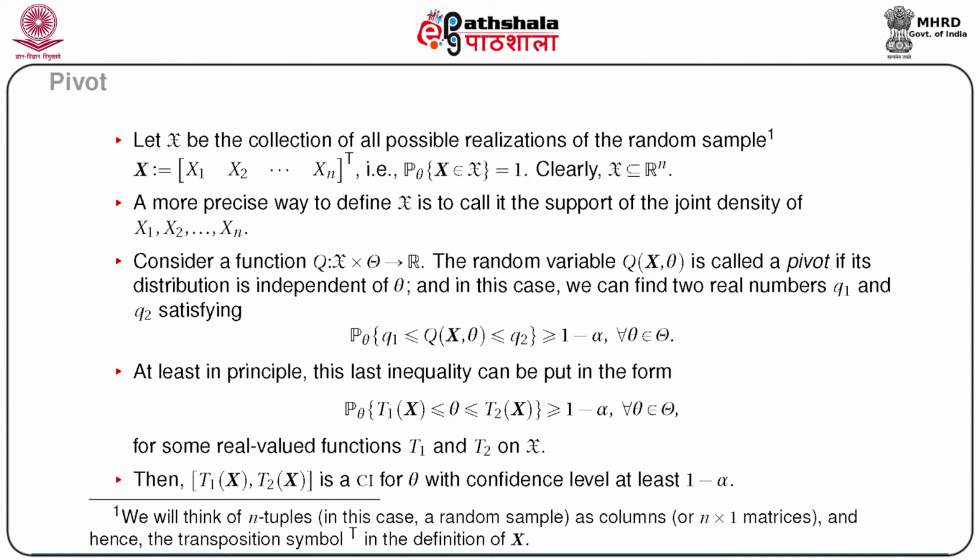It is equivalent to the probability under theta that T1(X) is less than or equal to theta, which is less than or equal to T2(X), is greater than or equal to 1 minus alpha for all theta. Hence, (T1(X), T2(X)) is a confidence interval for theta at confidence level 1 minus alpha.